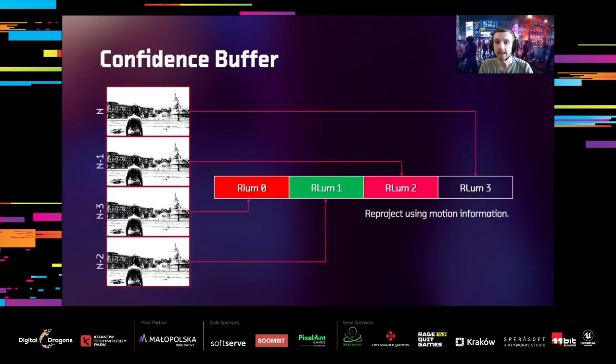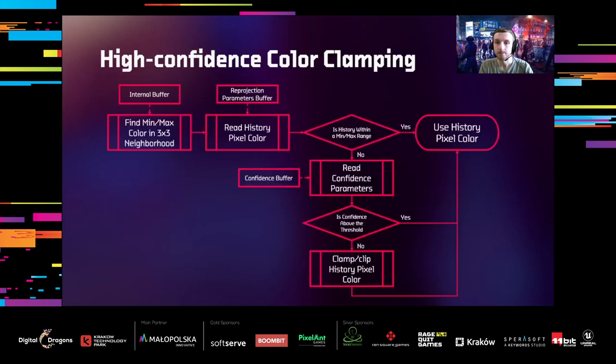The high confidence color clamping technique is based on a confidence buffer. This buffer stores reduced luminance for previous frames up to the full jitter cycle, which is used later to backtrack when a color clamping event happened for a specific pixel and to check if the color clamping was caused by the camera jitter or not.